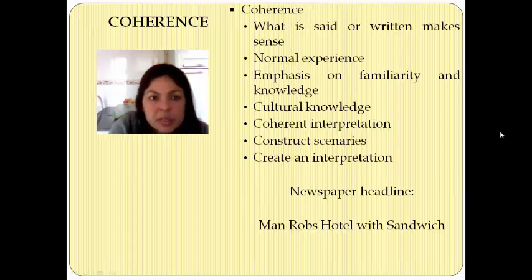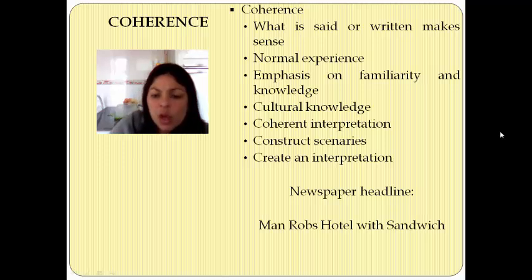In coherence, the author explains that coherence is the way you speak or write something that makes sense. That is, when you speak or write something that is able to be understood, you say it's a coherent speech or text. To be coherent, the spoken or written discourse needs to be a normal experience for each individual. It has an emphasis on familiarity and knowledge. When you say or write a coherent discourse, you activate the cultural knowledge of each person involved in the discourse, and they provide an interpretation and construct scenarios.